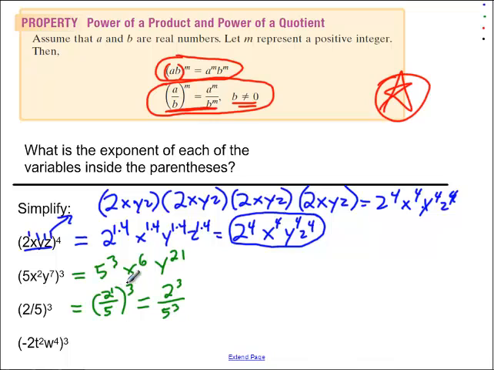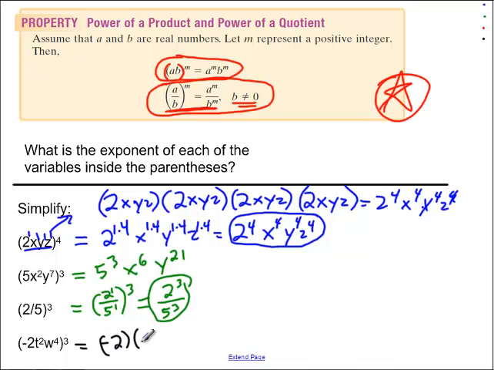2 to the first power times 3 is 2 to the third power. 5 to the first power times 3 is 5 to the third power. And there's our answer. Down here, the last question should be negative 2 to the third power. So it'd be negative 2.